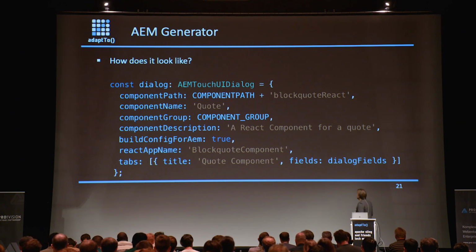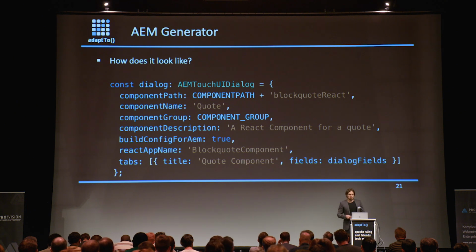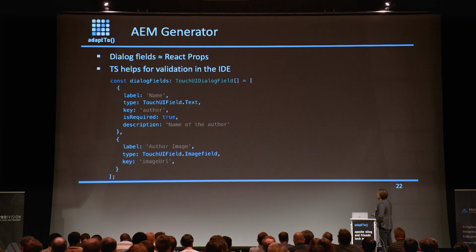Tabs is basically an array of objects. You have your title there for your tab, right? So you have your quote component. And then it has, again, an array which has dialog fields. And to make it a little bit more readable, we mostly put that in a different variable, but you just could also put in one object if you want to. And this is basically the configuration for that.